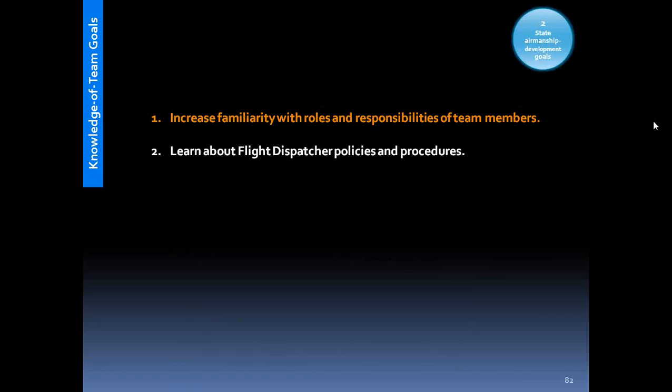Under knowledge of team, he's going to increase familiarity with the roles and responsibilities of all the team members. He may think he knows what they do, what their job is like, but he's going to take time, talk to them, and he's going to get more familiar with everything they do. And in particular, this particular plan, he's going to learn about flight dispatcher policies and procedures. So he's working with that flight dispatcher. He's got a better understanding of the constraints and the policies and the procedures that that flight dispatcher is using, so they can be better teammates.